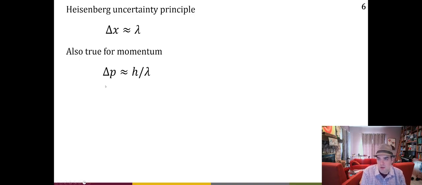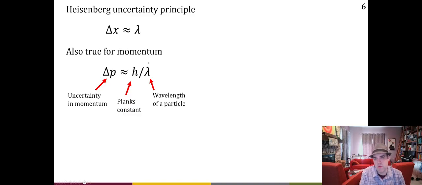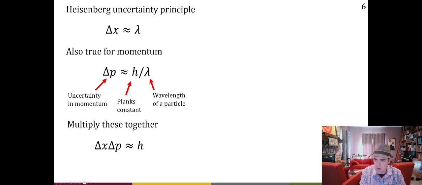This also is true for momentum. There's an intrinsic uncertainty in the momentum of a particle due to the wave nature of particles. So this is approximately h over lambda. So we have Planck's constant again, and this lambda, of course, is the wavelength of the particle. Now we can multiply these two things together: the uncertainty in position multiplied by the uncertainty in momentum. And you'll notice that the wavelength cancels out. So if we want to measure the uncertainty in position and the uncertainty in momentum at the same time, we multiply those two uncertainties together, and it's approximately h, which is Planck's constant.